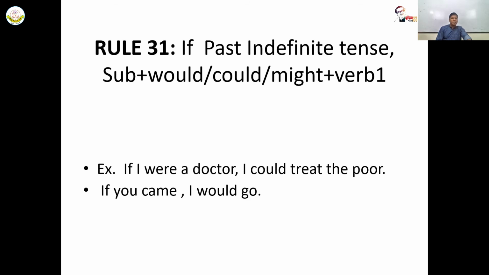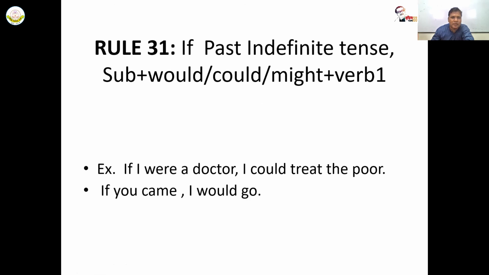For example, if I were a doctor, I could get the post. If you came, I would go. So this is the second conditional, and commonly we know this is the second conditional. This is also very important for completing sentences, not only for the right form of verb.